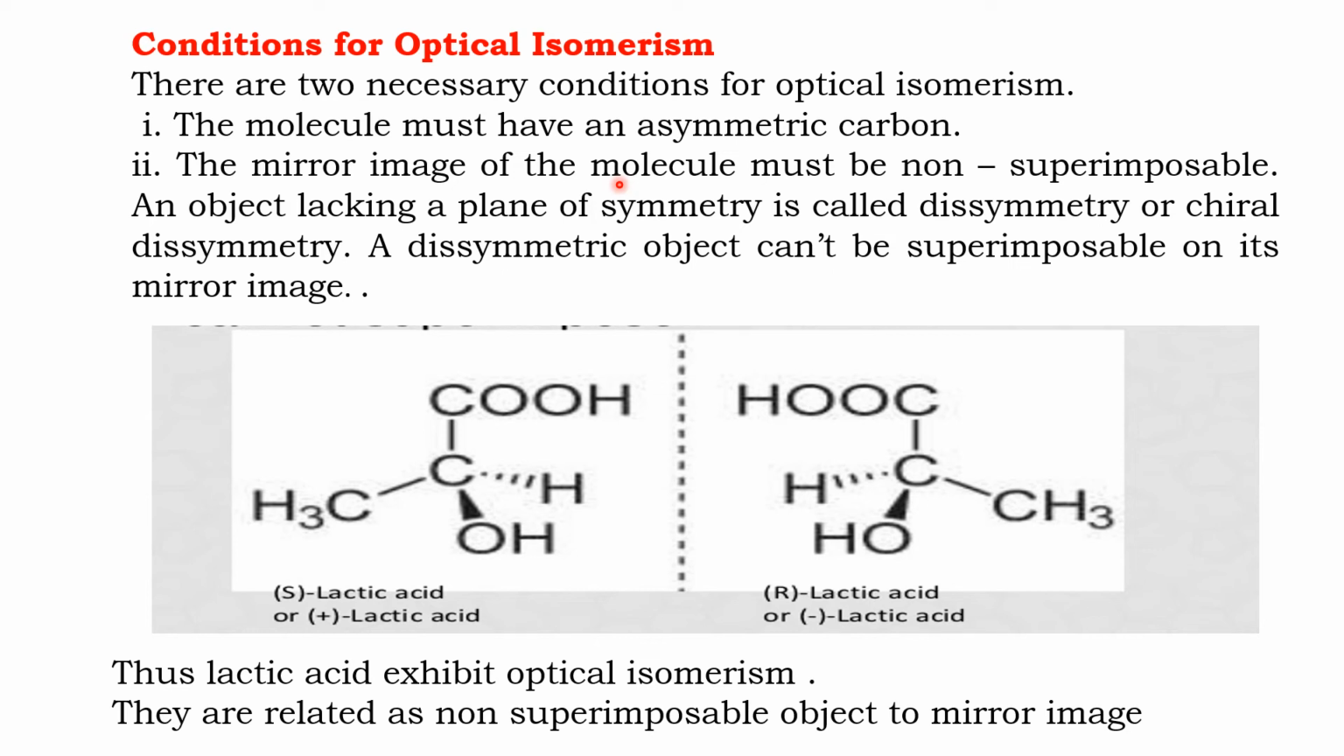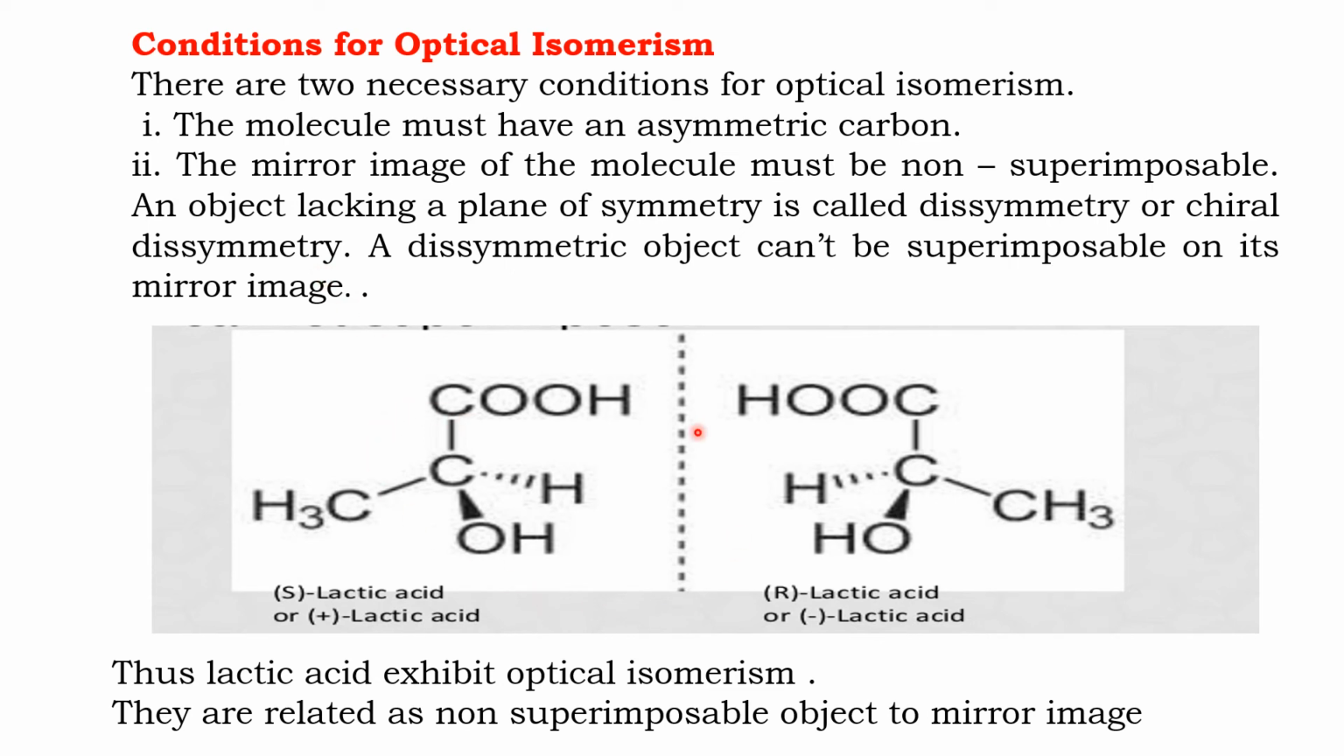That means that the molecule should lack symmetry elements. If the molecule does not have any symmetry element, it gives rise to a non-superimposable mirror image, and hence the molecule becomes optically active. An object lacking a plane of symmetry is called dissymmetric, or chiral.